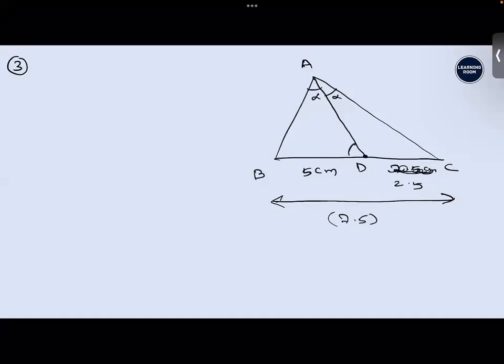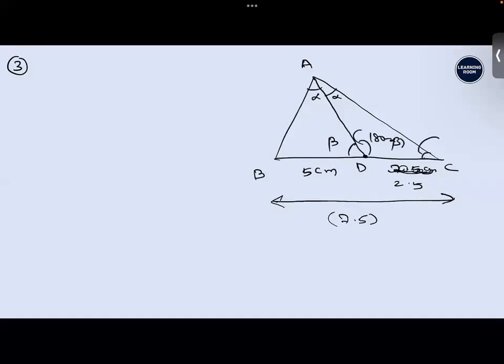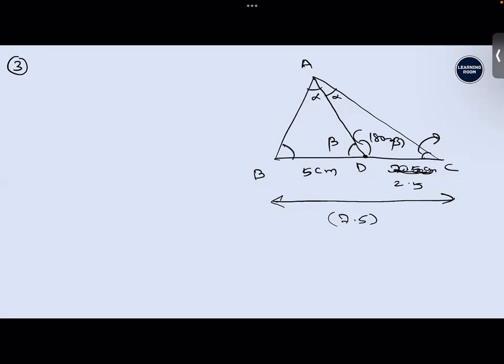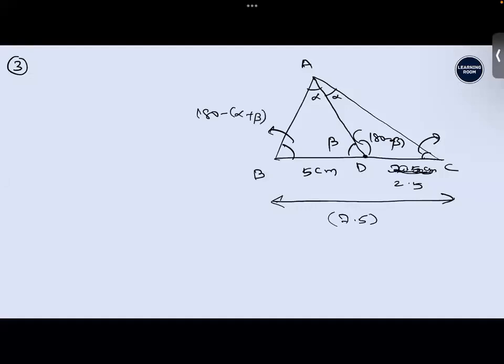So I told you, think in terms of angles. If this is beta, this will be 180 minus beta. Then how much will this be? Then how much will the third angle on the right side be, and how much will the angle here be? This will be 180 minus of alpha plus beta. Then how much will this angle be?